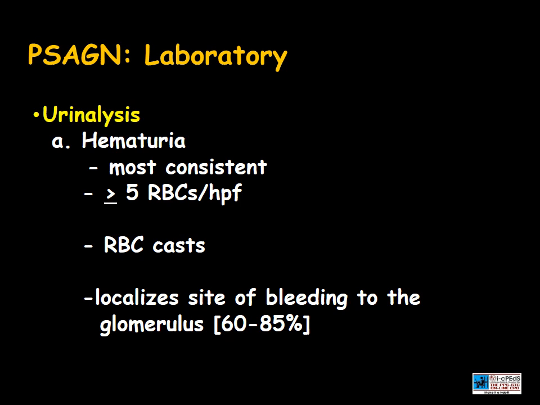So it can be seen that the diagnosis of AGN is not difficult as long as hematuria, edema, and hypertension are present. Laboratory findings that may support the diagnosis are as follows. First, on urinalysis, hematuria is the most consistent and it is defined as greater than or equal to 5 RBCs per high power field. RBC casts may be seen, which simply localizes the site of bleeding to the glomerulus, in 60 to 85% of patients.